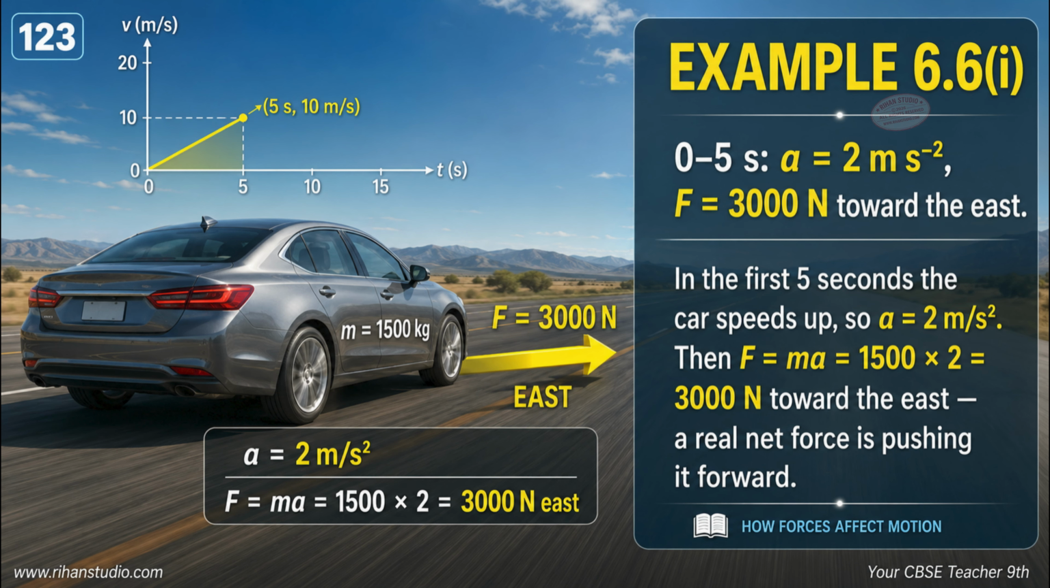Example 6.6, Part 1. In the first 5 seconds, the car speeds up. So acceleration is 2 meters per second squared. Then F equals ma, that is 1,500 times 2, giving 3,000 newtons toward the east. A real net force is pushing it forward.